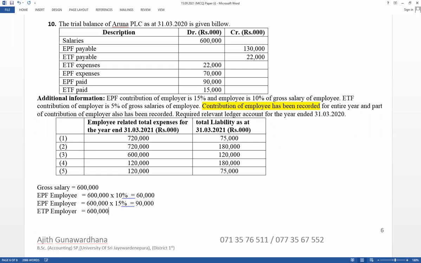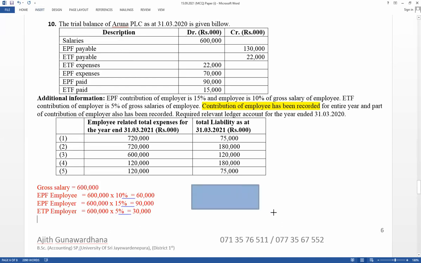Now it has given trial balance gross salary. Therefore 5%, so here the value equals 30,000. Now think, as a salary you have to consider employee related expense. As an employee related expense you have to consider gross salary, EPF expense, and ETF expense, contribution of employer.